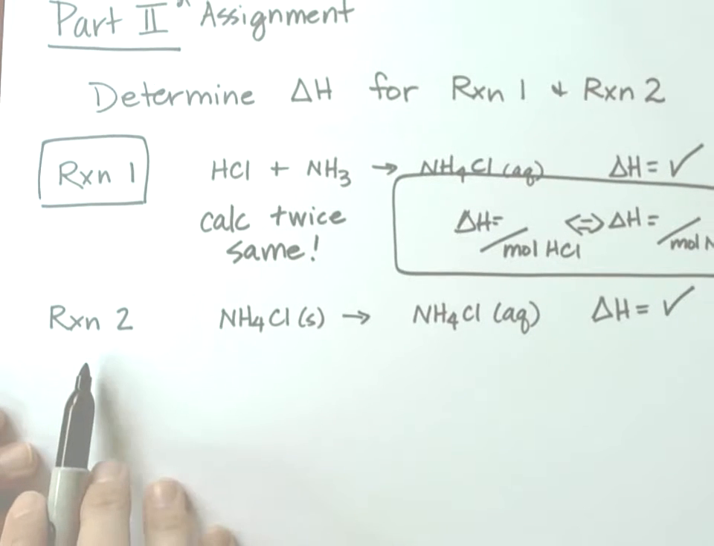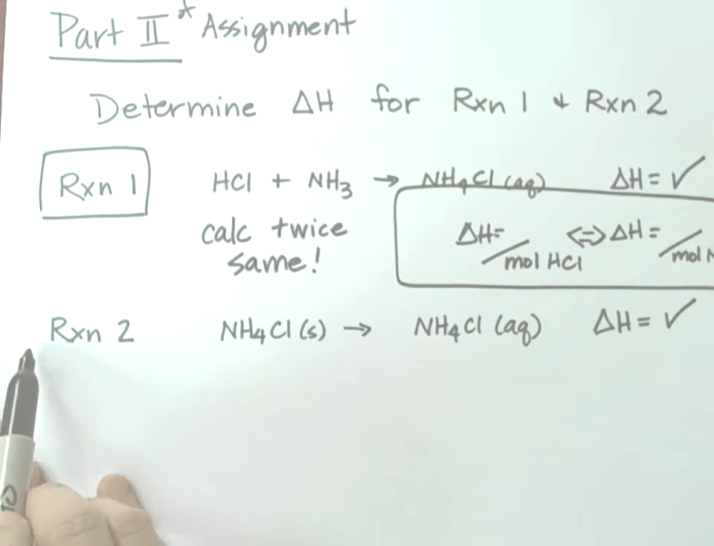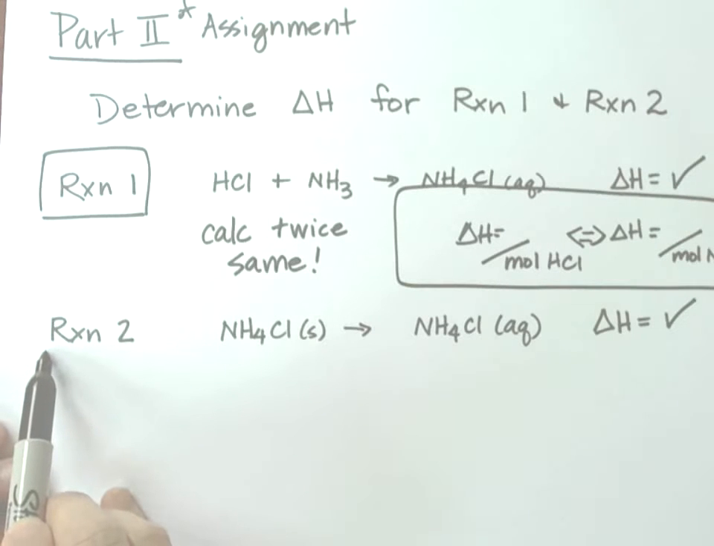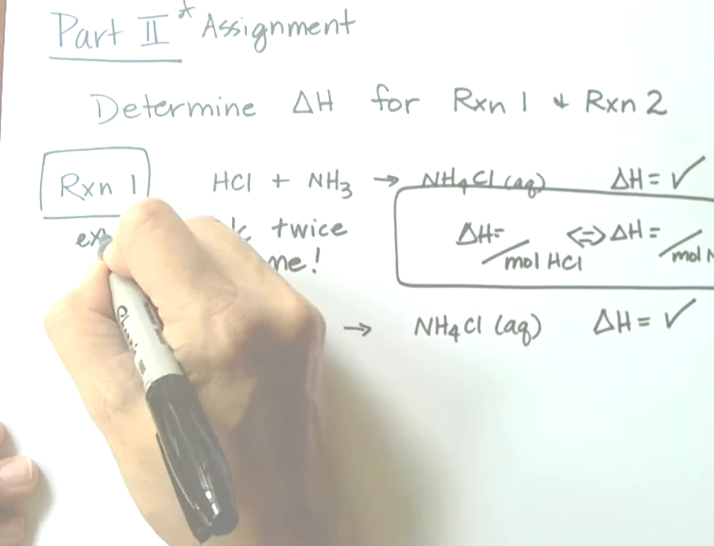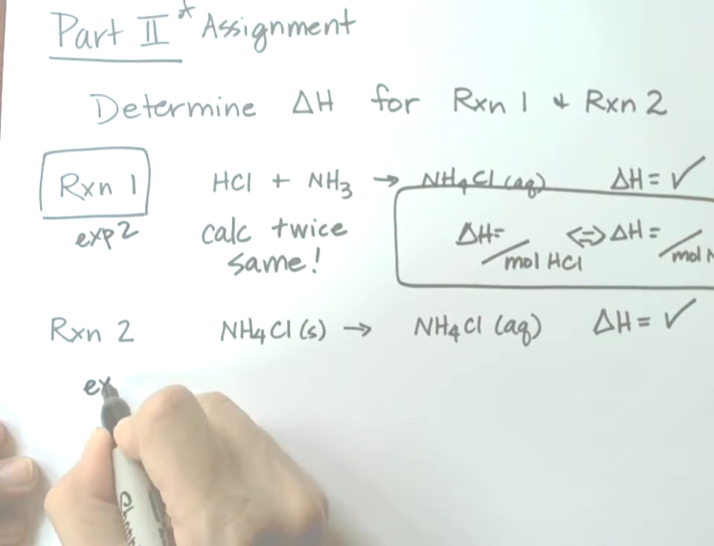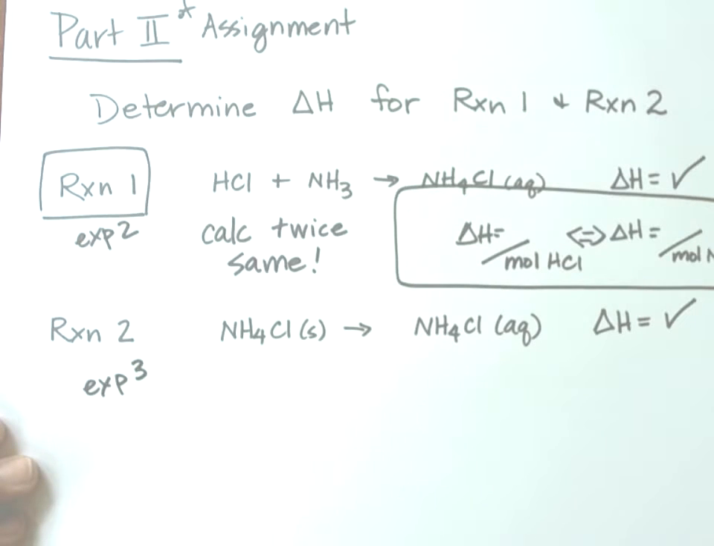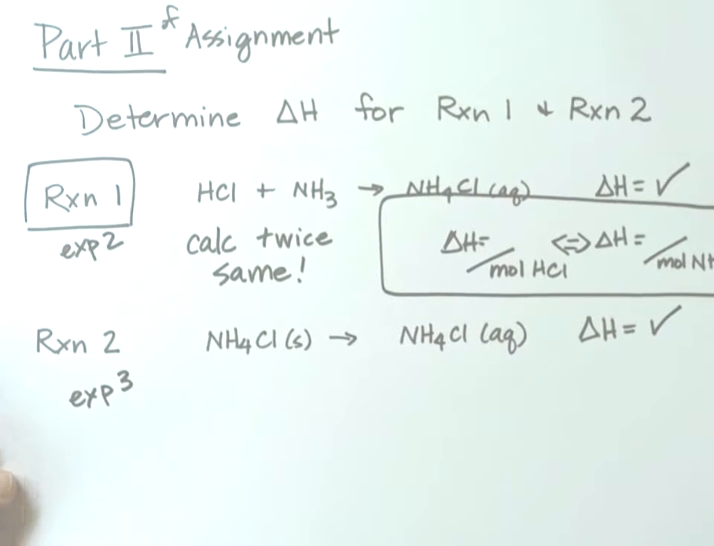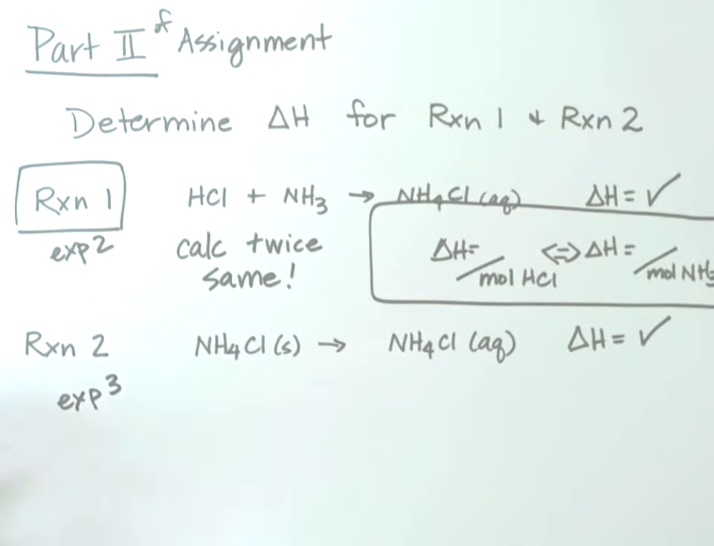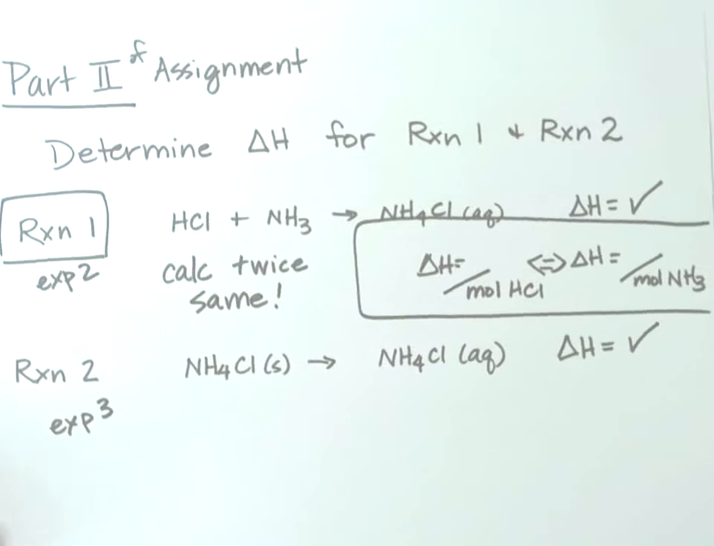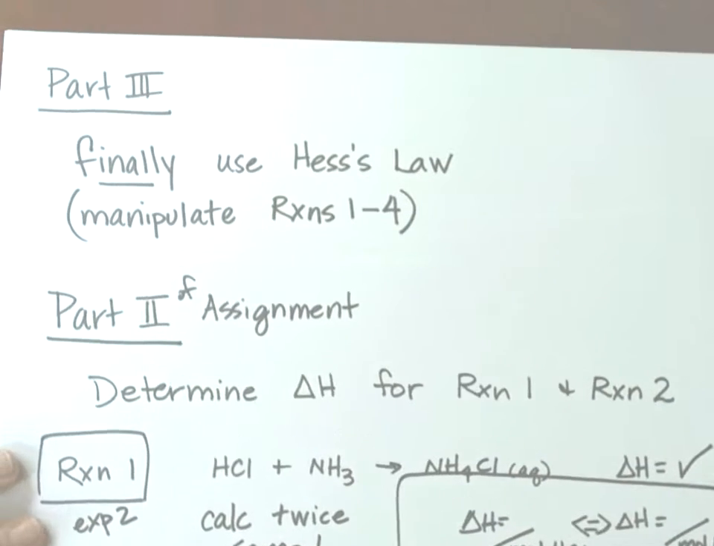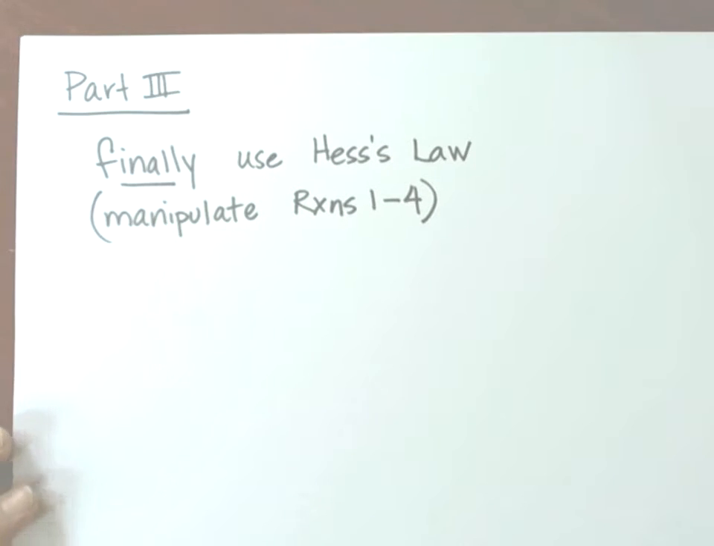Then you'll continue through this part on the assignment and find the delta H for the reaction. All right, so this is actually experiment 2. I know it's so confusing. And this is experiment 3, okay? So by the time you get through working through that, this lab report is a little bit long, but it does walk you through the calculation step by step. By the time you get to the end of this part, you will have all the delta H's that you need, and then you will move on to part 3.